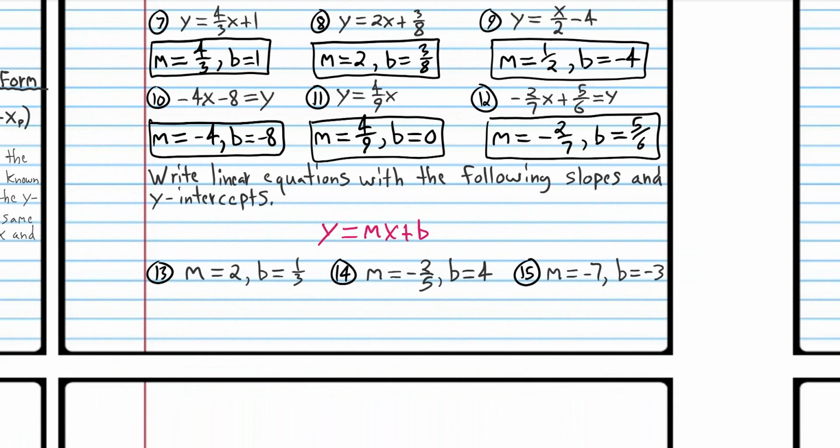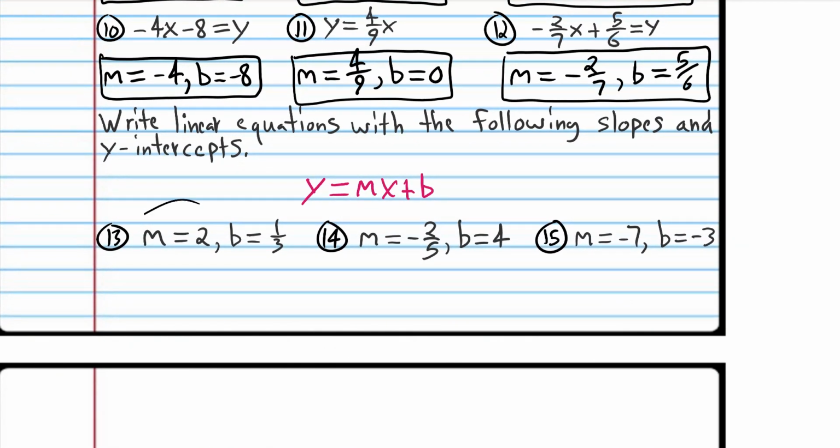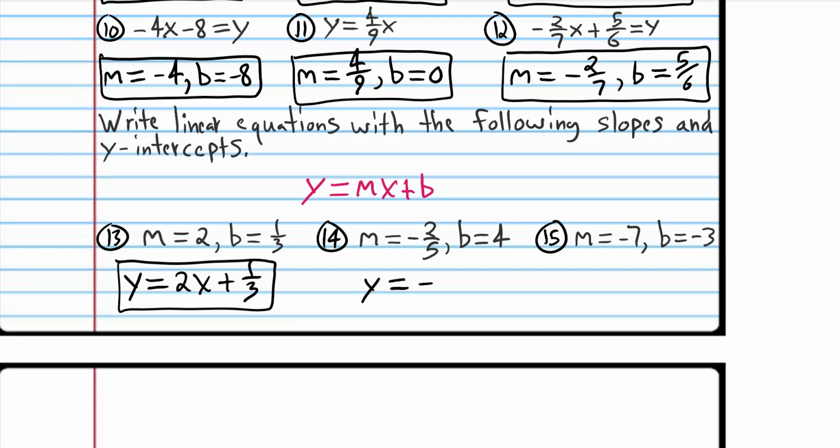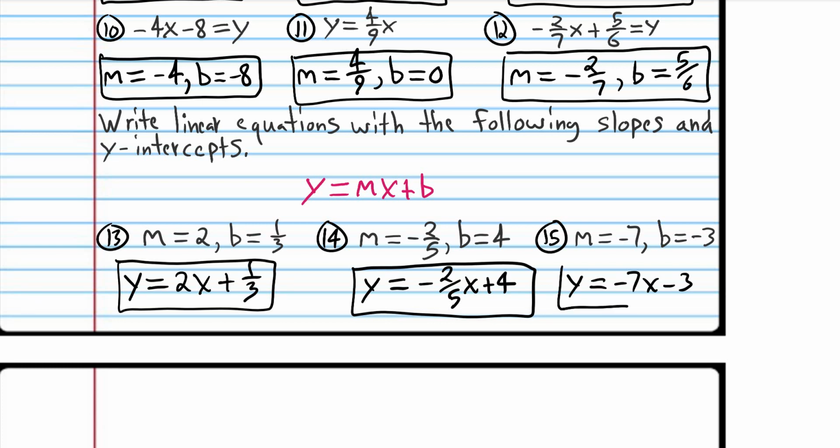All right, so now we're going to go in the opposite direction. Now they're giving us the slopes and the y-intercepts, and they're asking us to write equations. So here we're going backwards from the previous problems. We have y equals 2x plus 1/3. So that's mx plus b. We're just writing those equations in. And for the next one, y equals -2/5 x plus 4. And y equals -7x minus 3.